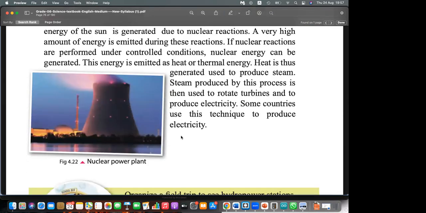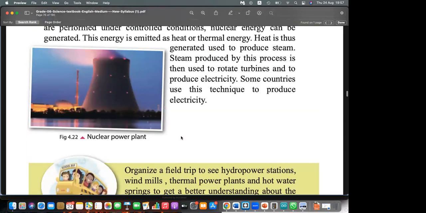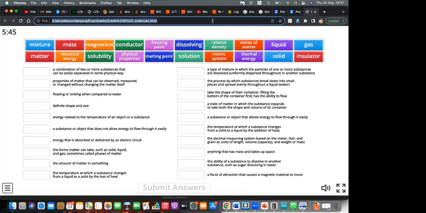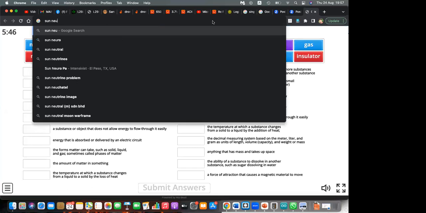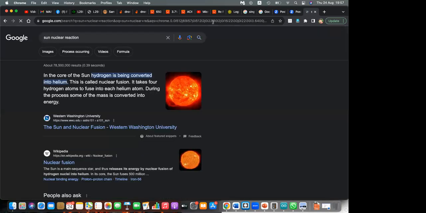Nuclear energy is one popular solution, as we discussed last year. Nuclear reactions are happening even in the sun. There are some nuclear reactions, basically helium related reactions. Okay, the core of the sun is basically hydrogen based, and it's converting into helium, and this is basically a nuclear fusion. So through that it generates the energy for the sun.